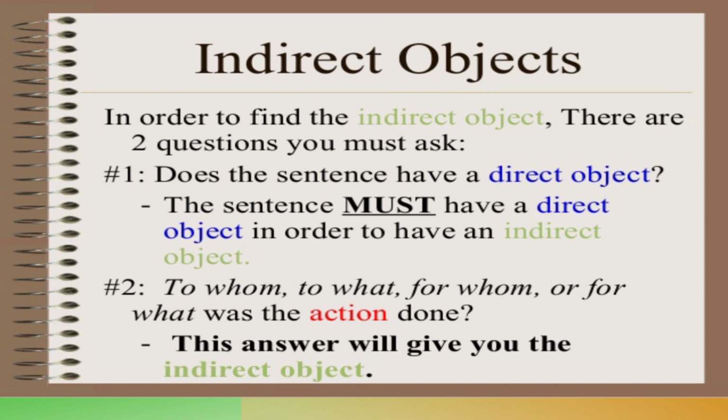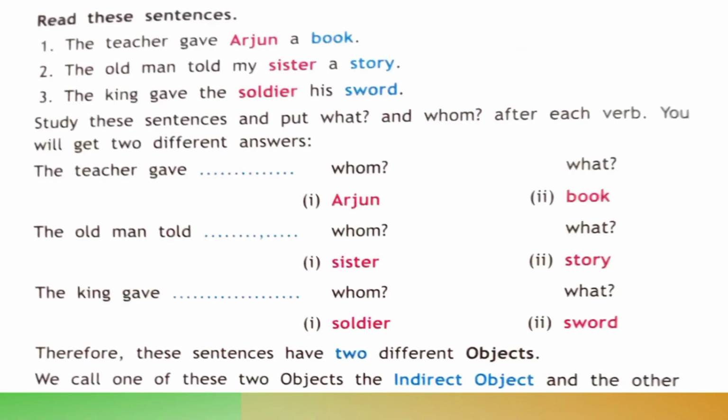To what? Then for whom or for what was the action done? When I say action, what are the action or doing words we have learned in the previous classes? That is verb. All action or doing words are called verbs. These answers will give you the indirect object, children. The teacher gave Arjun a book.